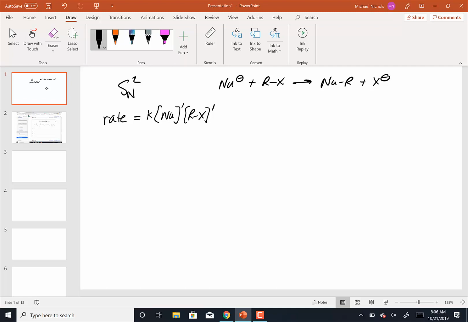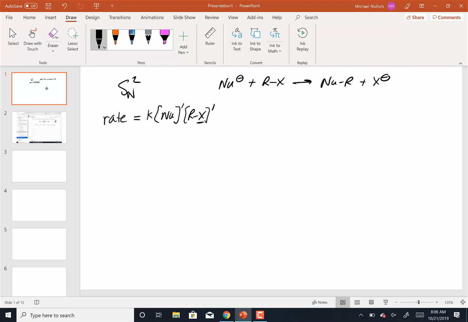That means the concentration of the nucleophile, the concentration of the alkyl halide, even the concentration of the leaving group, when this isn't a halide, is going to play a role in the rate of the reaction. Okay. What's the mechanism? How many steps in the mechanism? Give me a number. One. There's one step in the mechanism.